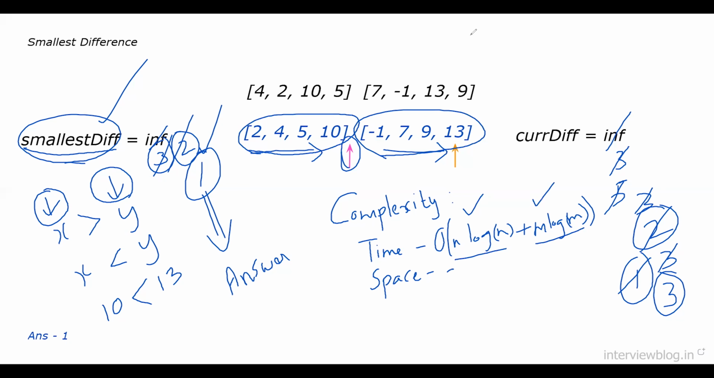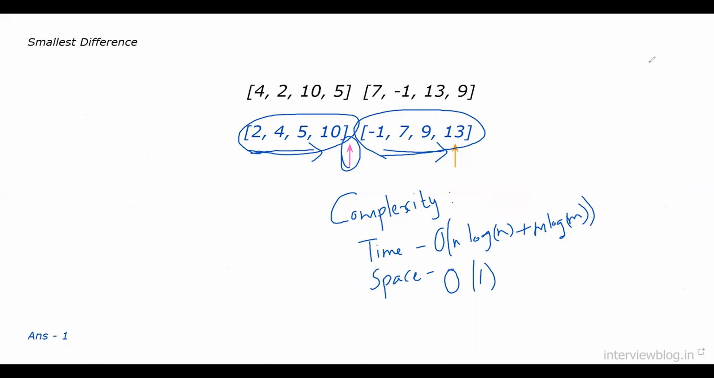Our space complexity tends to be constant. This is because we are not using any auxiliary data structure. We are simply using pointers to traverse the sorted arrays, and hence our space complexity tends to be big O of 1. So hope you understood how the algorithm works.